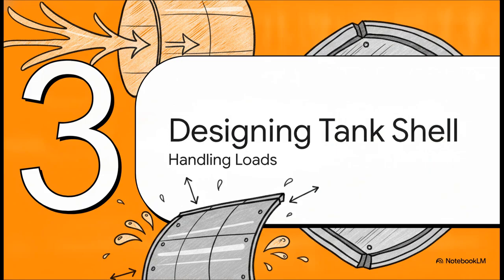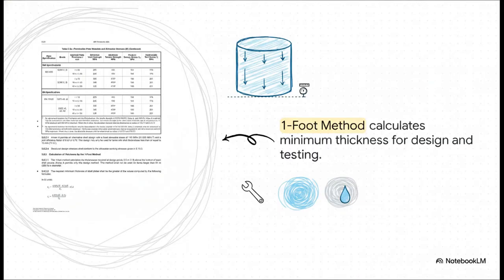This is really the core mathematical challenge of our explainer. So, to determine exactly how thick those steel plates actually need to be, engineers primarily rely on what's called the 1-foot method. These formulas calculate the minimum required shell plate thickness for both the standard design condition and the hydrostatic testing condition. The logic here is honestly pretty brilliant. It calculates the required thickness at a critical design point exactly 1 foot above the bottom of each shell course. Why? Because that represents the highest pressure area for that specific section.